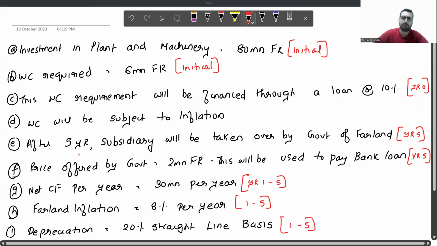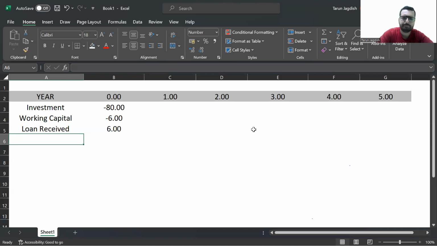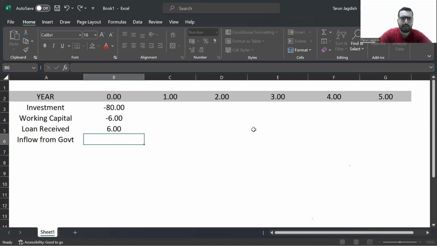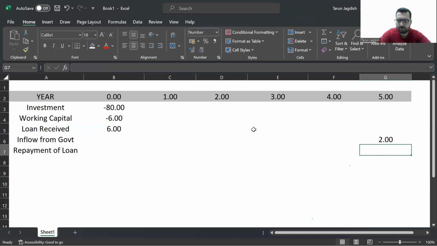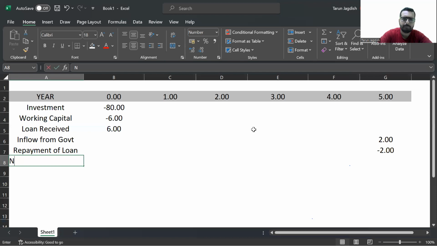Investment in plant and machinery is put. This is put. Working capital requirement is also put as 0. Working capital will be subject to inflation. Okay, so the inflation part is also told. After 5 years, subsidiary will be taken over by the government. That happened in the 5th year. So I think I'll put that money. That is an inflow at the end of 5th year, correct? Inflow from the government. So that happens in the 5th year. You get 2, and that same money will be used as repayment of loan also. So the net effect of this will become actually 0. Net cash flow 30 million per year.